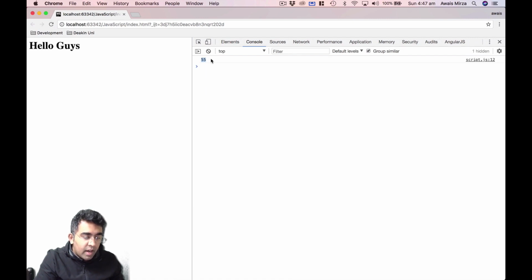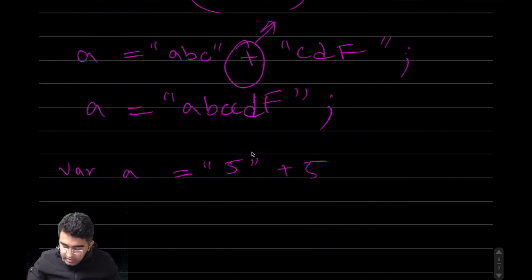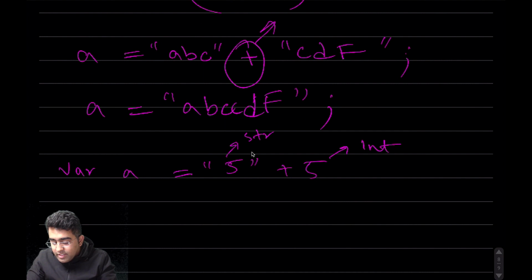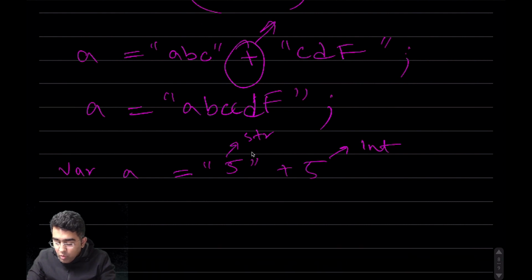Now I get 55. Because 5 cannot be added to 5. So this thing makes this as a string as well. The reason why it does that is because 5 is an integer and 5 is a string. So this 5 is integer and this is a string. Okay, when you add integer to string, the integer will become a string and that will be concatenated with this 5, because there's no way that 5 can add to its string, because string will always be concatenated with this plus operator.